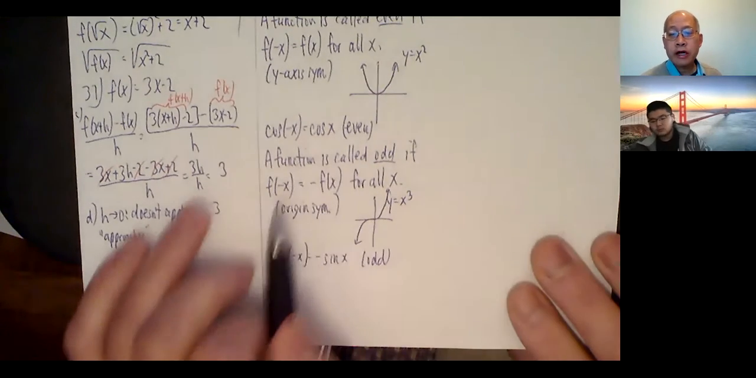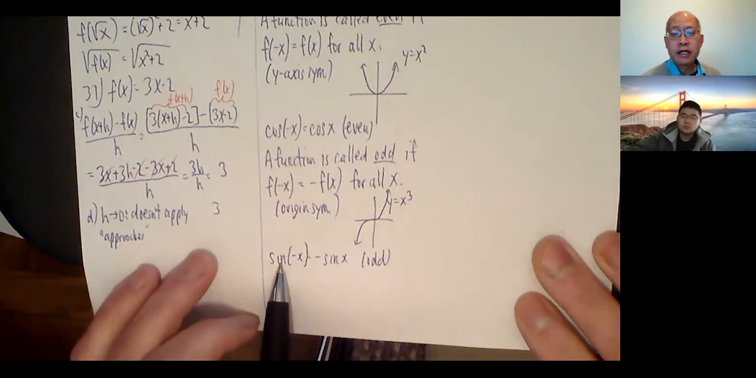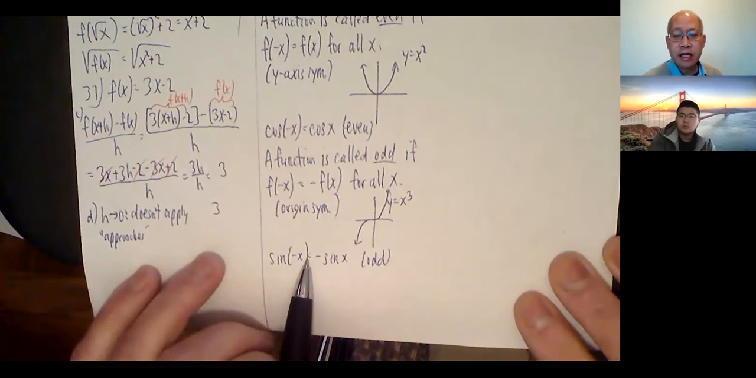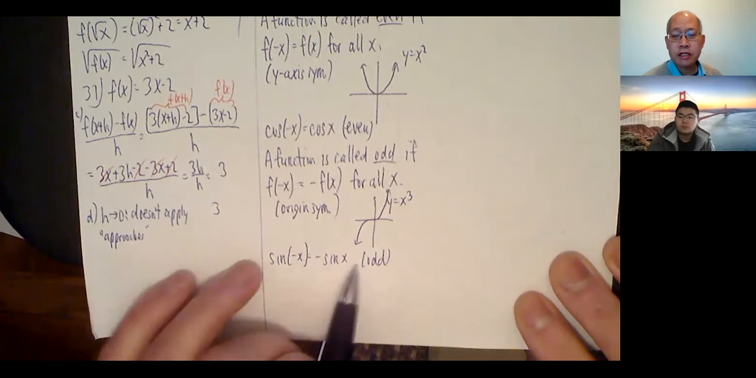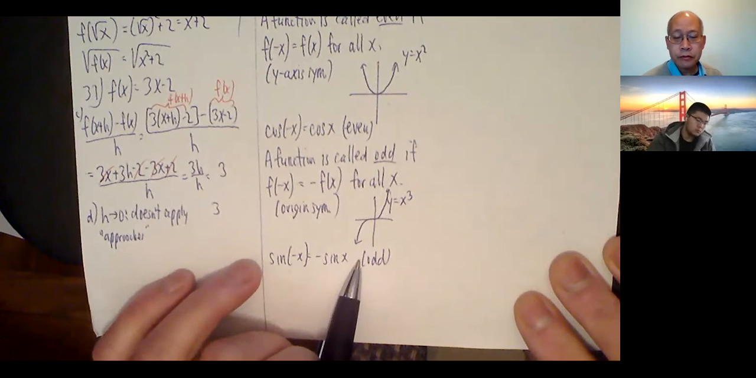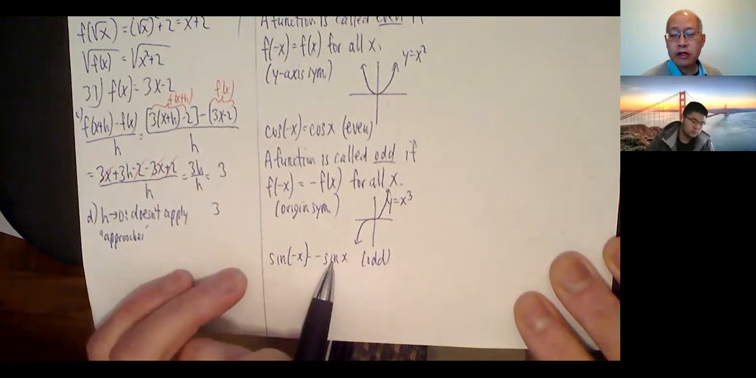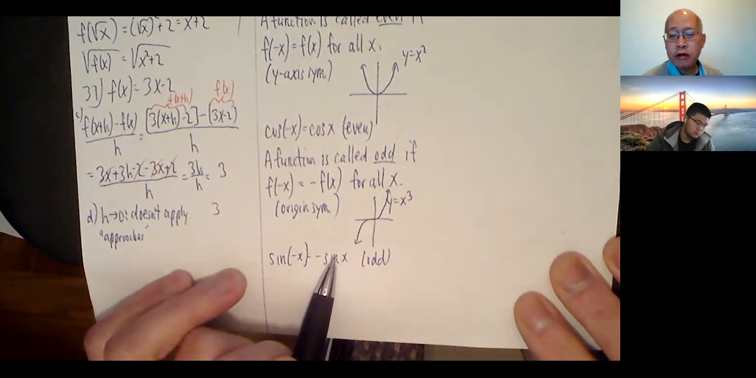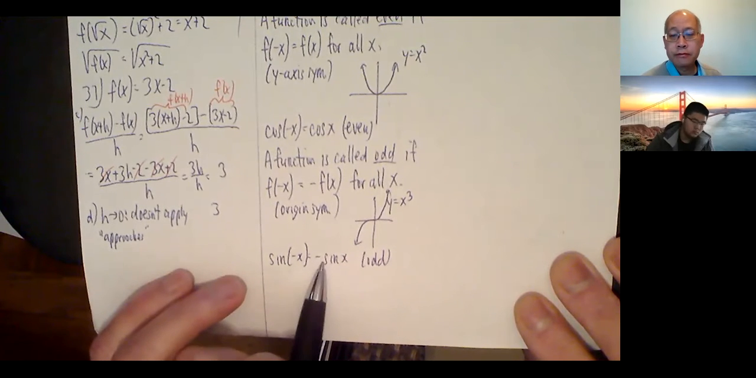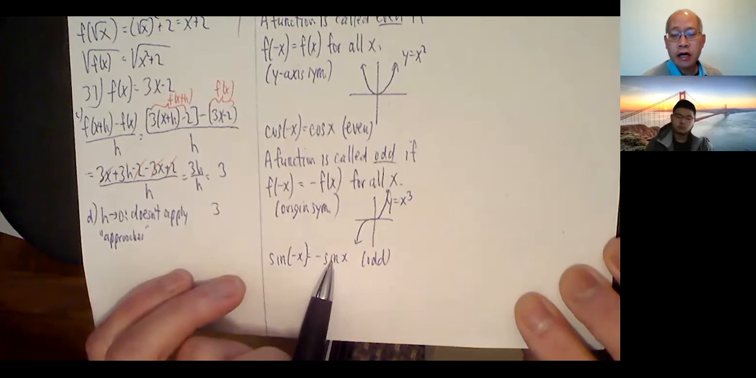A trig example is the sine function. The sine of negative x is equal to negative sine of x, so it's an odd function. For instance, if you tried the sine of 12 degrees and the sine of -12 degrees, they'd be opposites of each other. Or sine of 2 pi over 3 and sine of -2 pi over 3, they're opposites of each other.